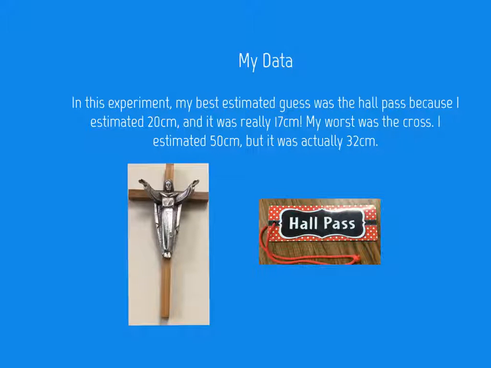My data: In this experiment, my best estimate guess was the hall pass because I estimated 20 centimeters, and it was really 17 centimeters. My worst was the cross. I estimated 50 centimeters, but it was actually 32 centimeters.